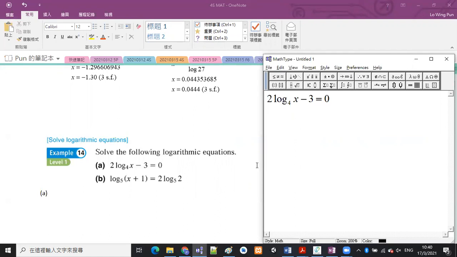Our approach is to make the log x alone on the left hand side, and then the right hand side will be equal to log some other number. I need to make the left hand side become one single log, and the right hand side will also be one single log. Log m equals log n. Then we may remove the logs and find the value of x.